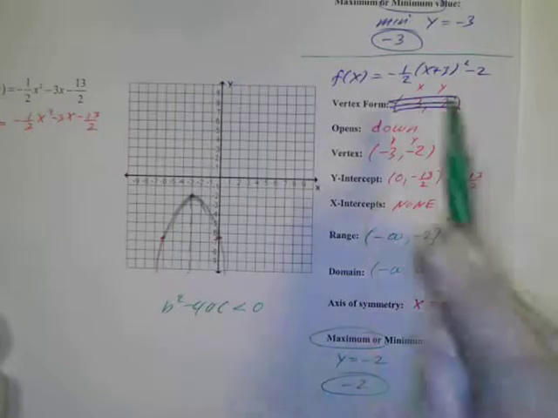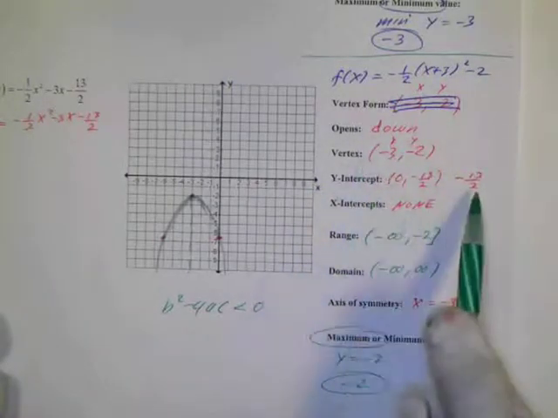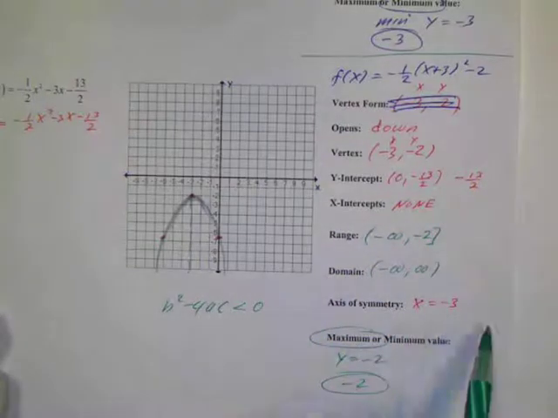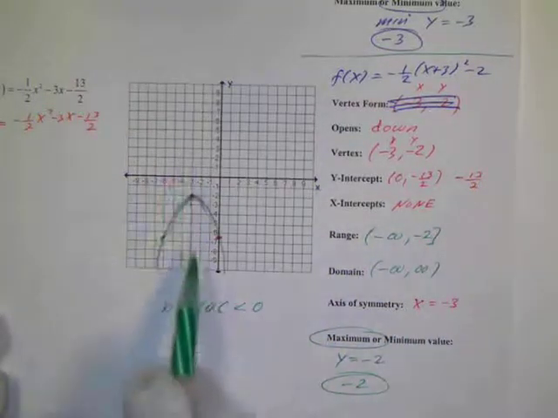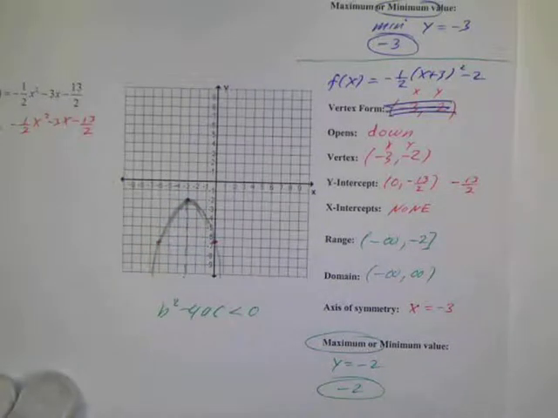So there you go. So there's our vertex form. Opens down, our vertex, y-intercepts, no x-intercepts, range, domain, axis of symmetry is just this line, x equals -3. And there we go. Okay? So if that makes sense.